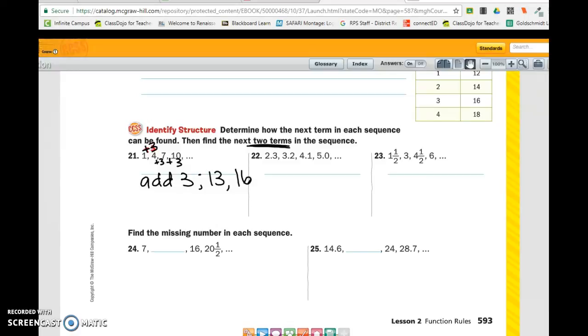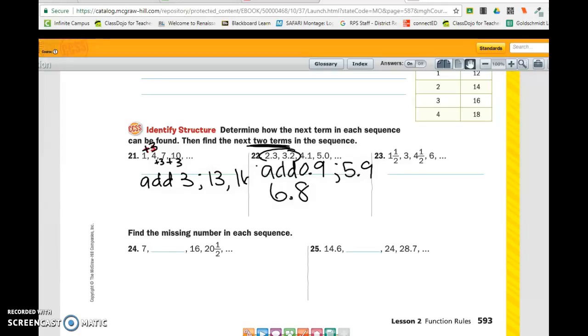Our next one, we have some decimals. So I'm going to subtract 3.2 minus 2.3 to see what we're going by. I need to borrow. So we're adding by 0.9. We're going to add 0.9. So 5 plus 0.9 is 5.9. And then 5.9 plus 0.9 is 6.8.